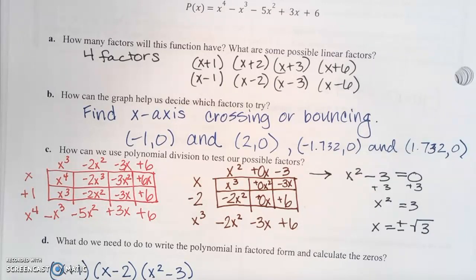Add 3 to both sides, take the square root of both sides, and you get plus or minus the square root of 3. What do you think the square root of 3 is? Not totally random. It's plus and minus 1.732. That's the other 2 roots.